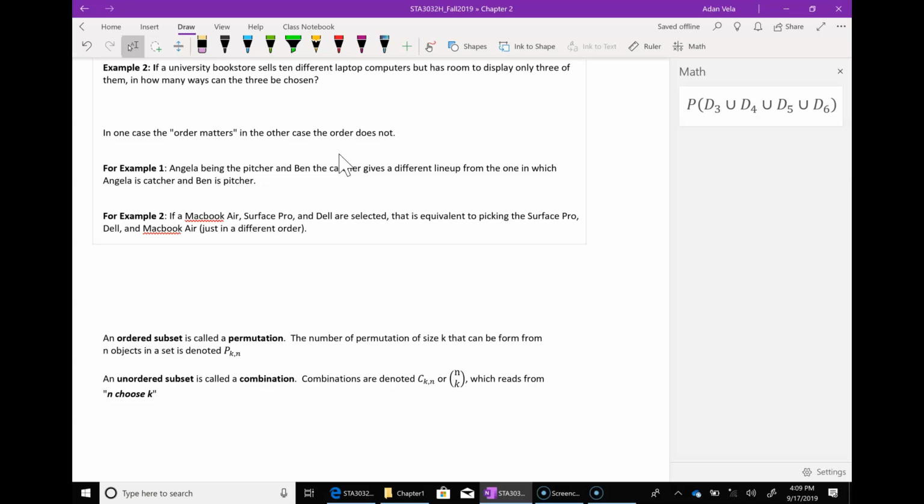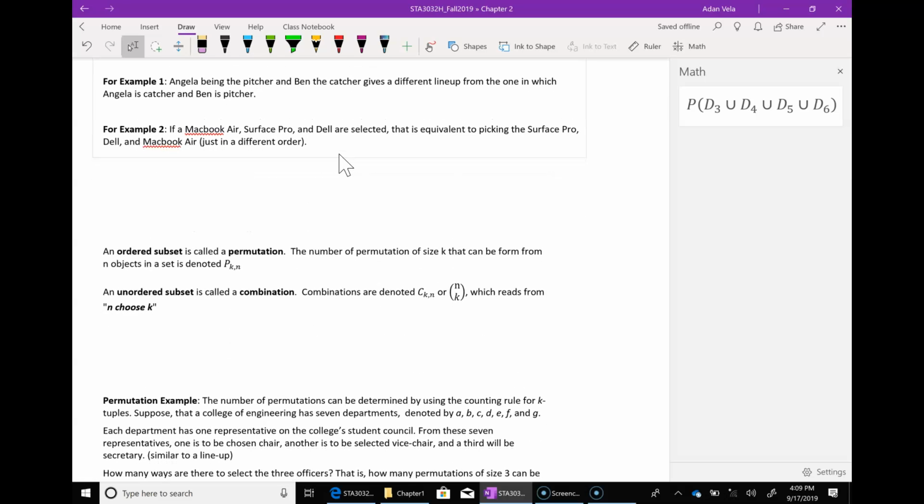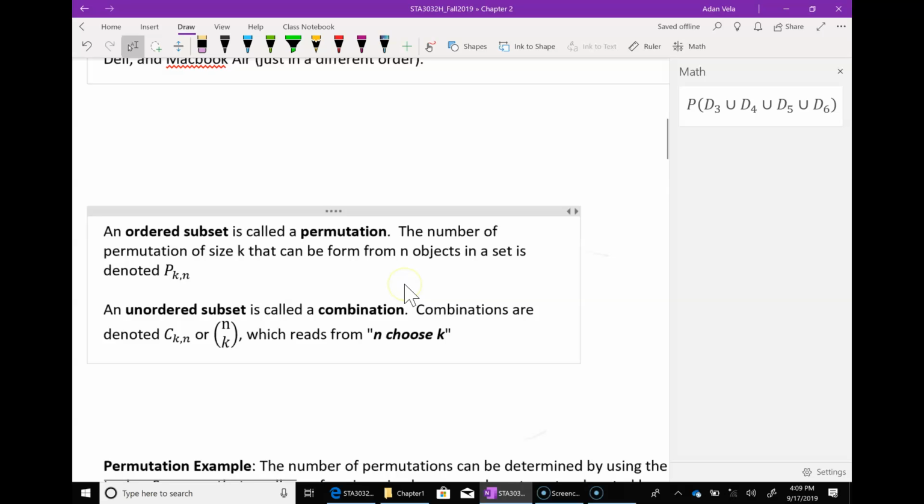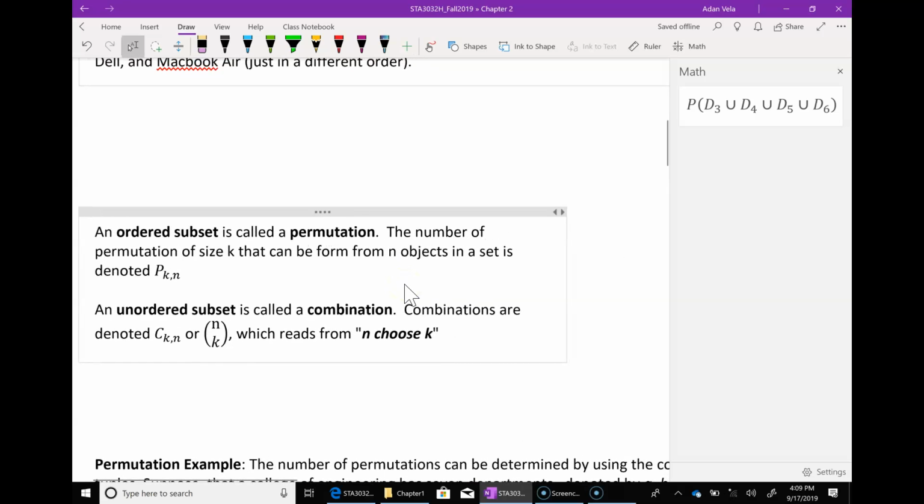Okay. So for these ordered subsets, where the order actually matters in how we draw our items, it's called a permutation. Okay. I think one of the issues is the scaling. I really don't like it. Okay. So the way we denote the permutation is this P, K, comma N.